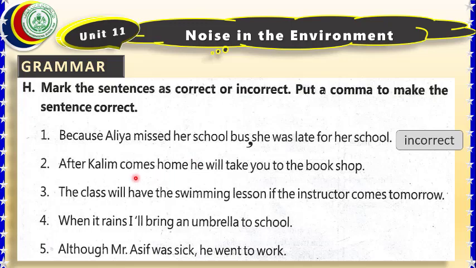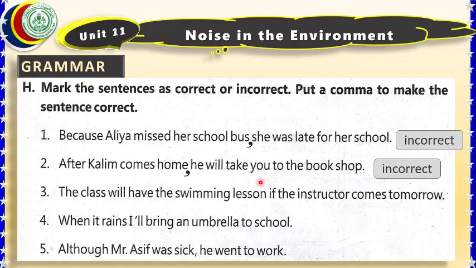After Kaleem comes home. This after is subordinating conjunction. This is telling us that this is dependent clause. After dependent clause there should be comma. Is it there? No. This means this is incorrect sentence. How shall we correct? By putting comma.